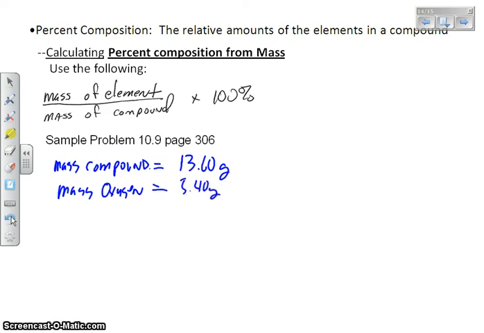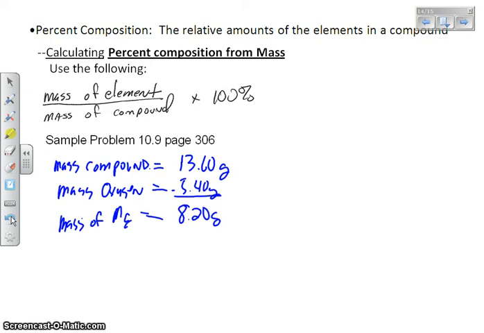The mass of the magnesium, of course, we can calculate by simply subtracting 13.60 minus 5.40, and of course we're going to get 8.2 grams of magnesium. Okay? So, now it's time to calculate percentage.